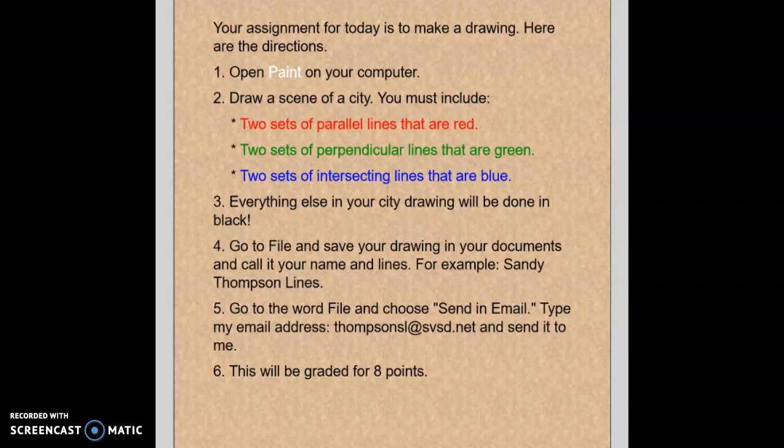I'll get your drawing. I'll see your parallel, perpendicular, and intersecting lines. Everything else will be in black, and this is going to be worth 8 points in math so that you can show me that you know how to draw parallel lines, you know how to draw perpendicular lines, and you know how to draw intersecting lines. So that's your math assignment for today. Have some fun with it, make me a nice city drawing, everything else in black, please, and get to work.